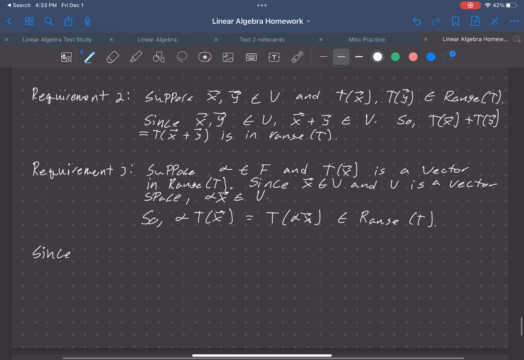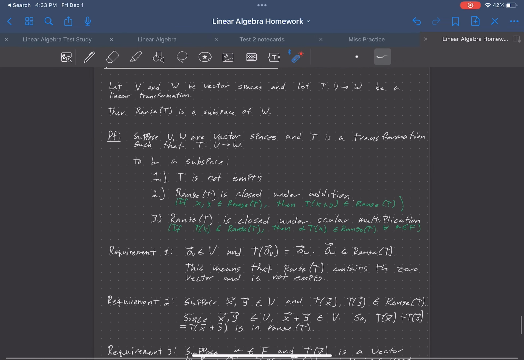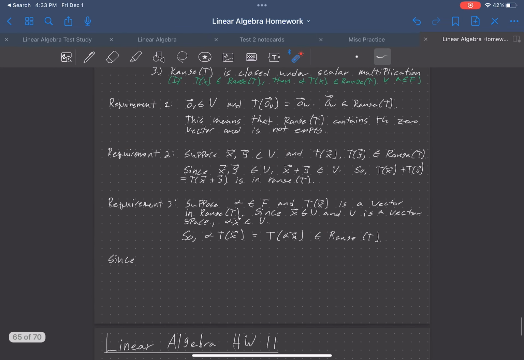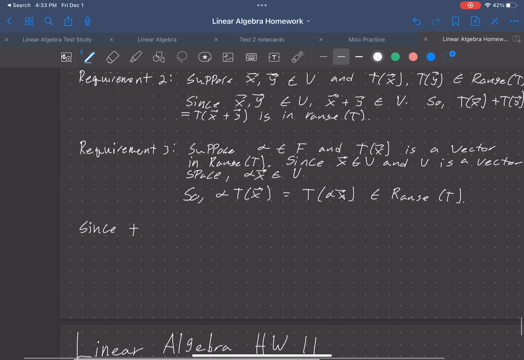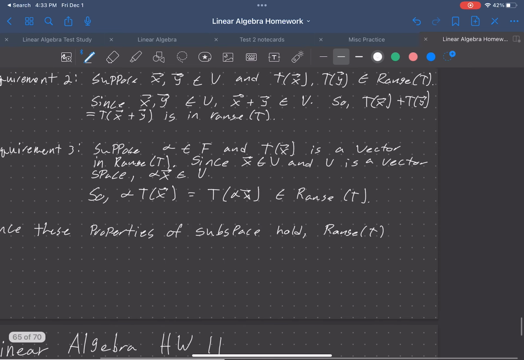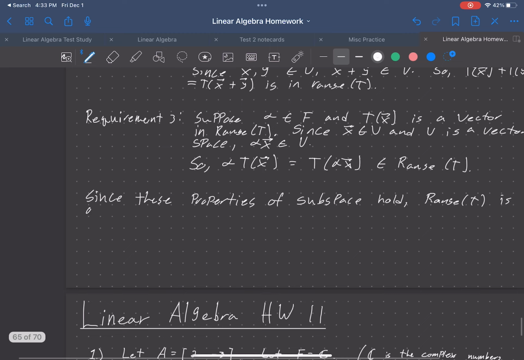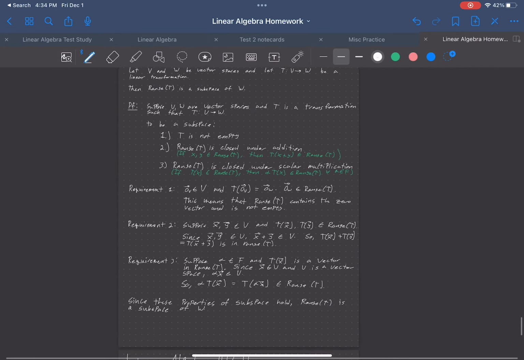So since these requirements to be a subspace hold, since these properties of a subspace hold, the range of T is a subspace of W. And that is all.